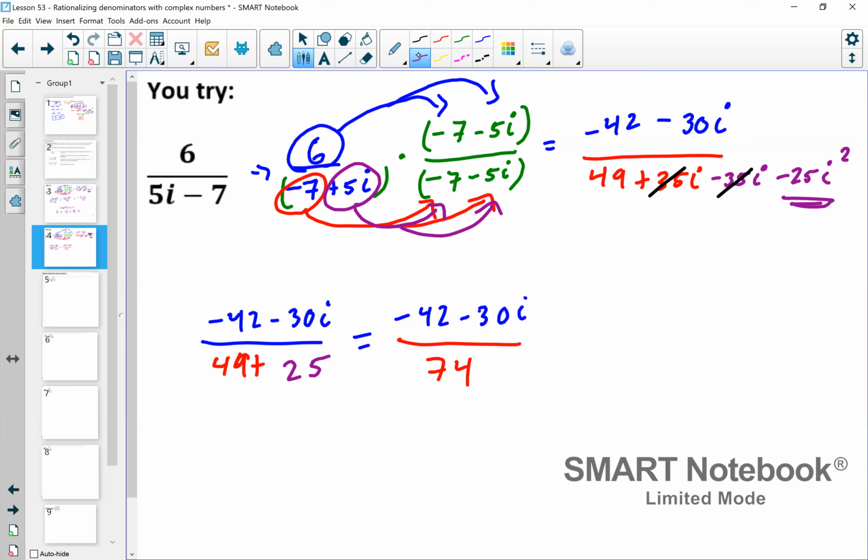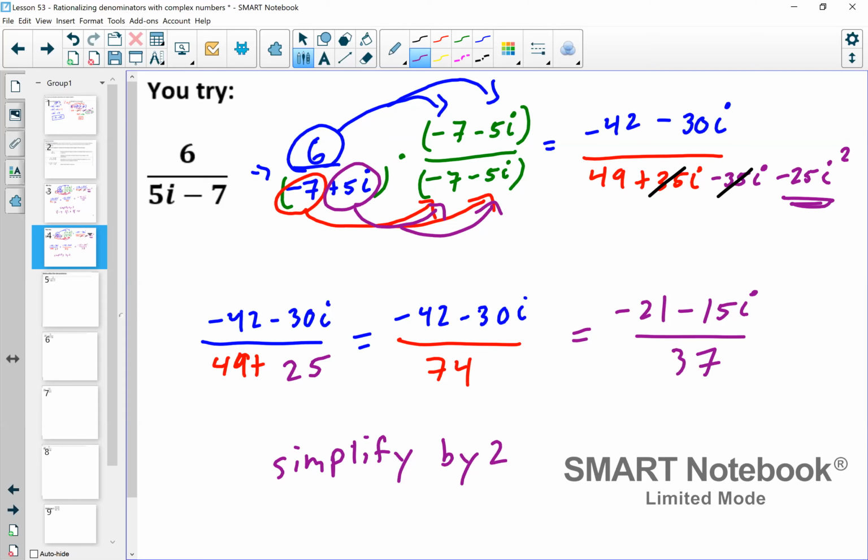Last step, simplify. What is the number we can divide these all by? Oh, we can simplify it by 2. So divide these numbers by 2. So -42 divided by 2 is -21. -30 divided by 2 is -15i. And 74 divided by 2 is a positive 37. And this right here, this is your final answer.